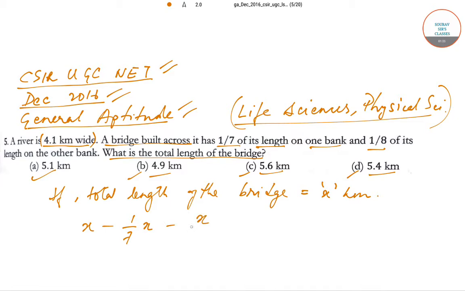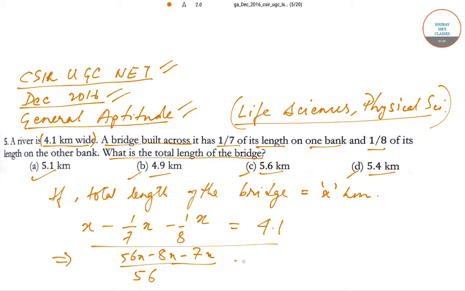So if we subtract these lengths on each bank from the total length of the bridge, that will be the width of the river, which is nothing but given as 4.1 kilometer. So upon solving this structure, we'll get the value of x, which would be the total length of the bridge. So 56, this will be 56x minus 8x minus 7x, which will be equal to 4.1.